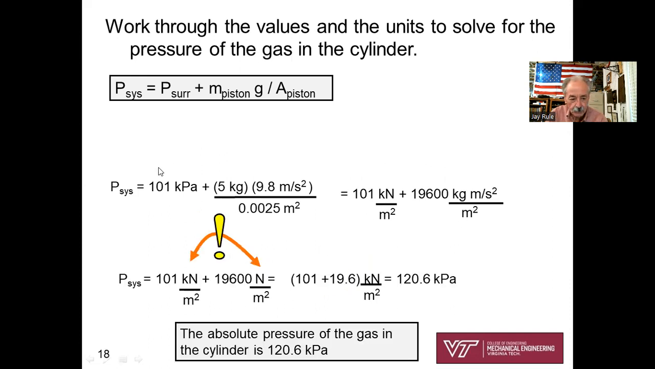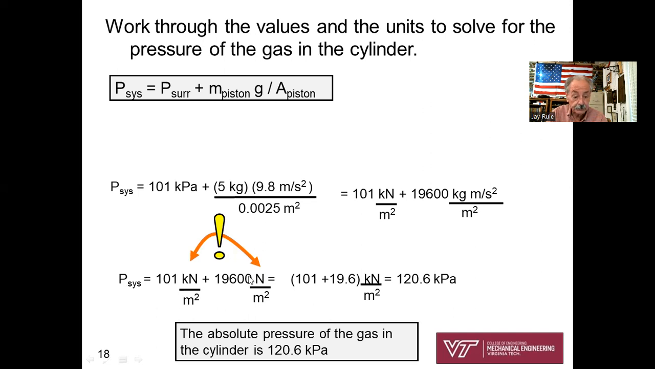Okay. So this was from the previous page. And notice here, kilonewtons per square meter. Let's look at this. What is a kilogram meter per second squared divided by meter squared? Well, there's a Newton, there's a meter squared. And so I've still got a units mismatch. I've got 19,600 newtons per square meter. And over here, I've got 101 kilonewtons per square meter. So I've got to do one thing or another.